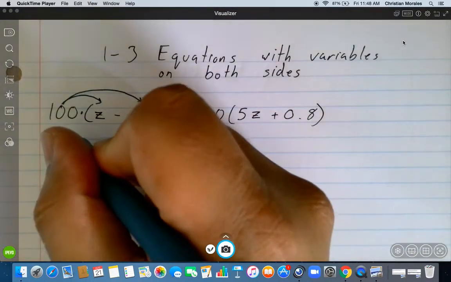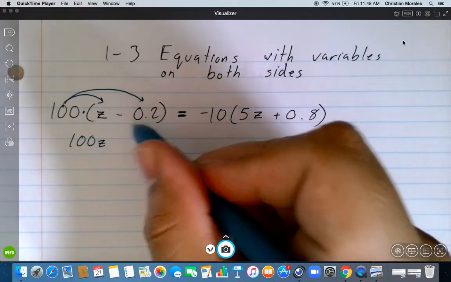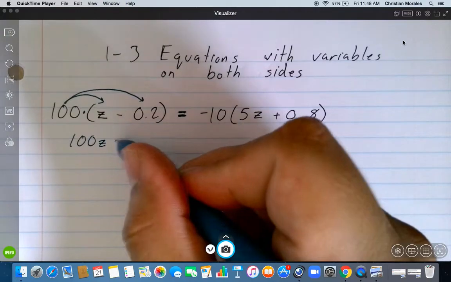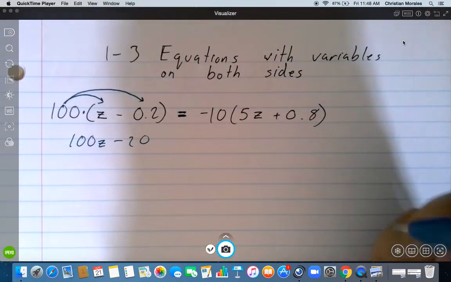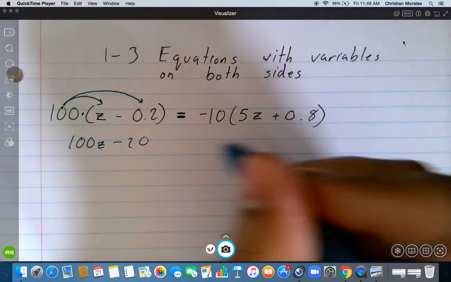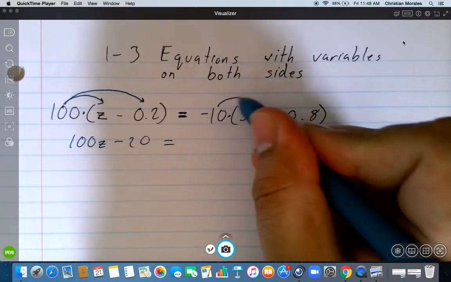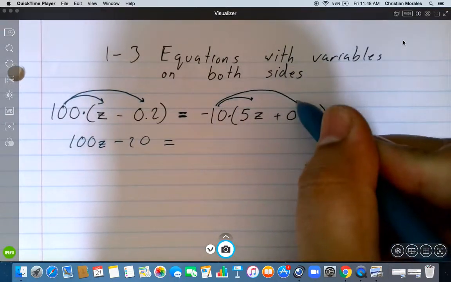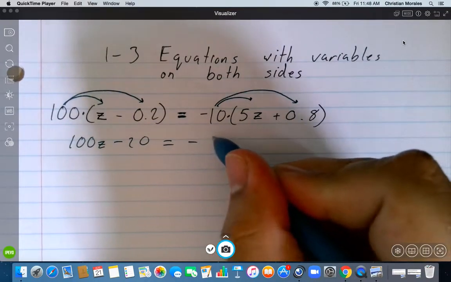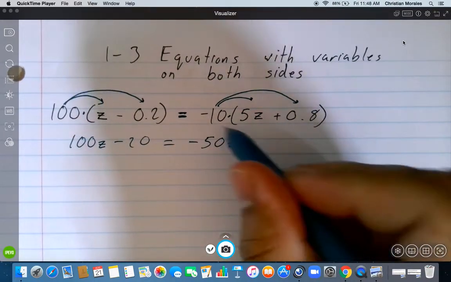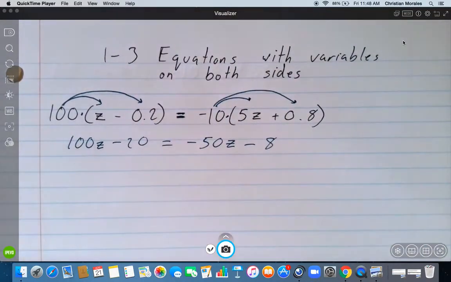So 100 times z is 100z, and 100 times negative 0.2, if you put that in your calculator, you'll get negative 20. Here, negative 10, again, multiplying parentheses, but there's two numbers in here. There's 5z and there's 0.8. So this would be negative 50z, and this would be negative 8, just like that.